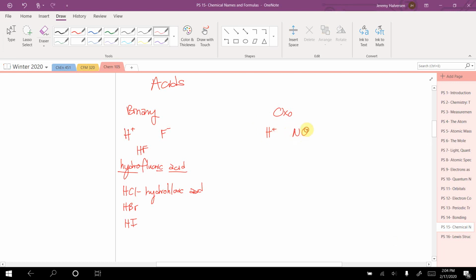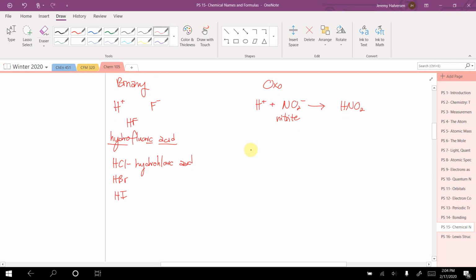So let's say that I had an H plus and I stuck it on nitrite. I would get HNO2. I could also take H plus and stick it on nitrate, and that would give me HNO3. Okay, so how do we name these?